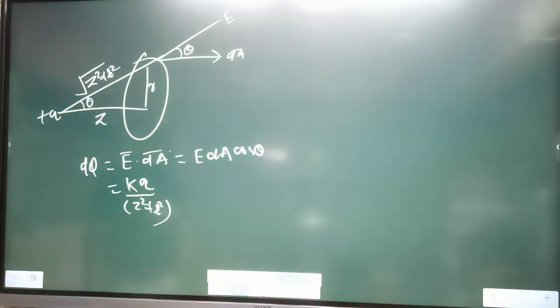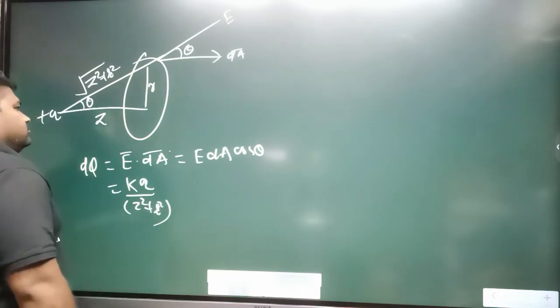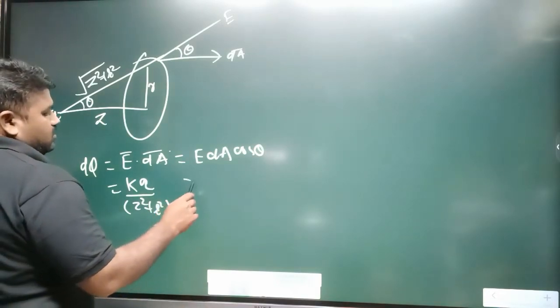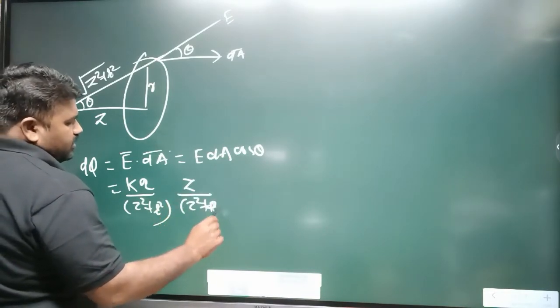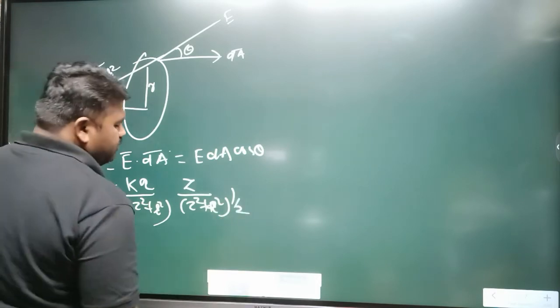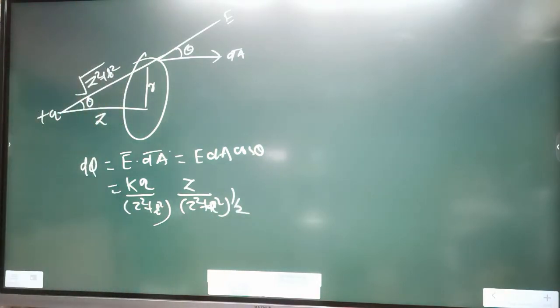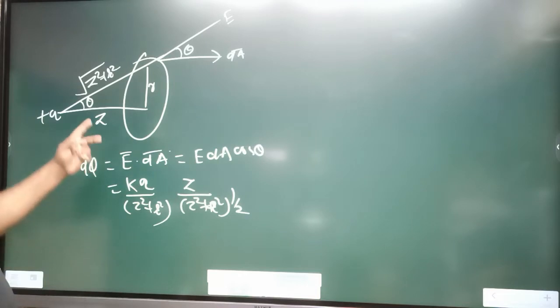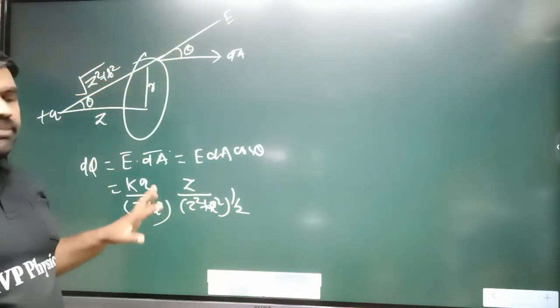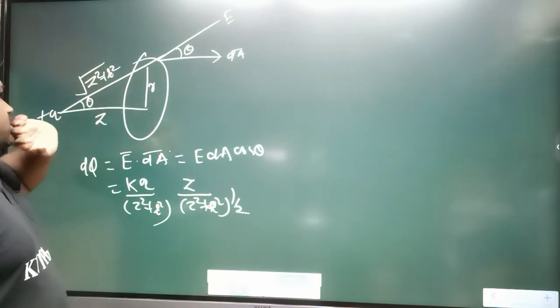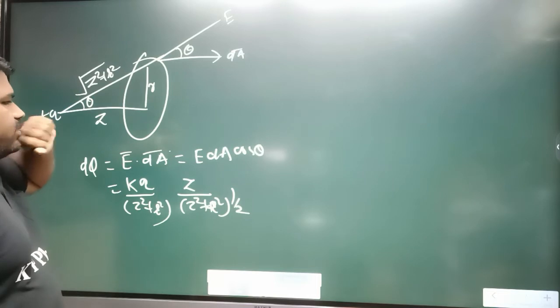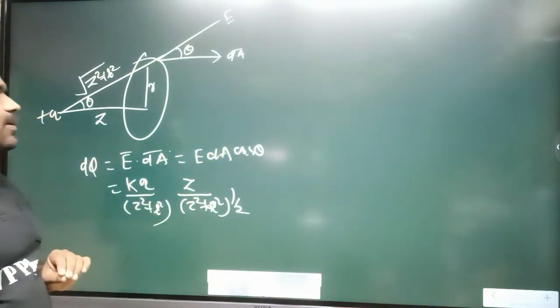Then what is the value of cos theta? Z upon root of Z square plus R square, that is Z upon (Z square plus R square) bracket to the power 1 by 2. Got it? This theta and this theta will be same. Hence we can take cos theta equal to adjacent upon hypotenuse: adjacent Z, hypotenuse (Z square plus R square) to the power 1 by 2.